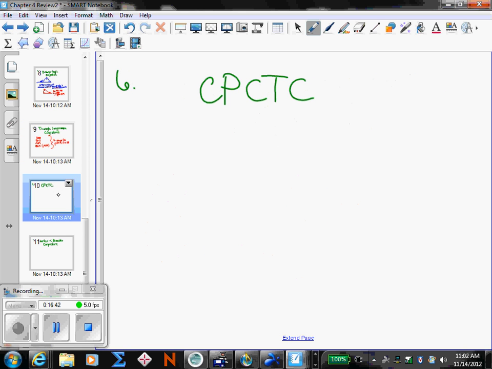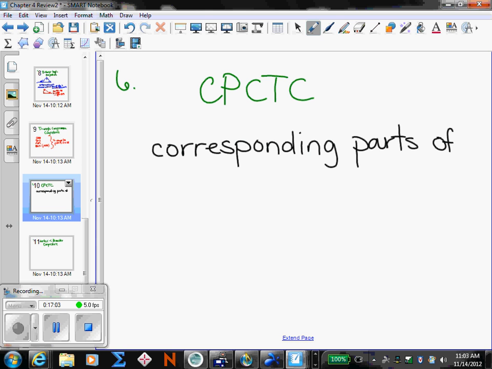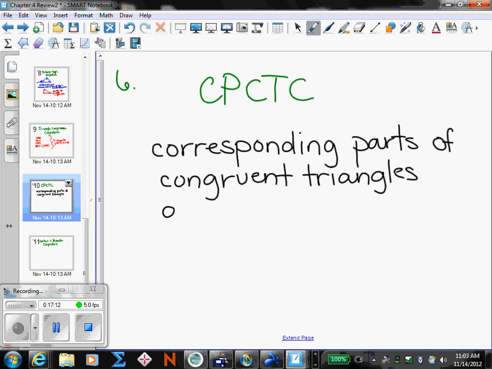Your next slide, slide number 6, or flap, CPCTC. Make sure you know what this stands for. Corresponding parts of congruent triangles are congruent. CPCTC. You have to have congruent triangles before you have corresponding parts.